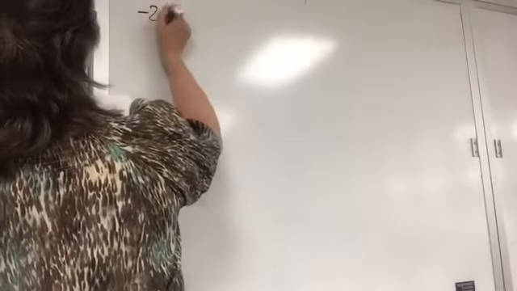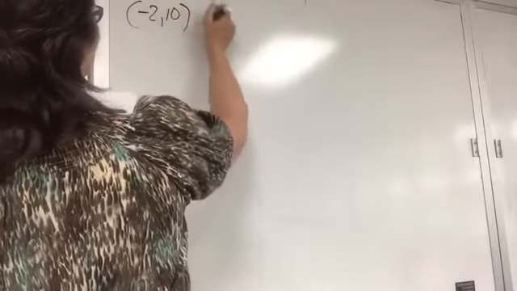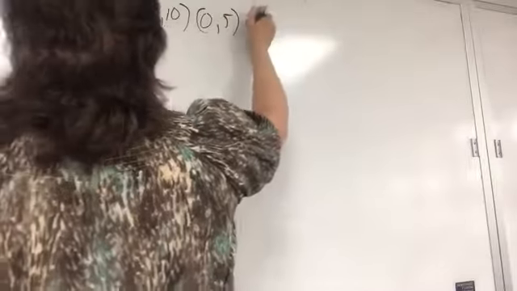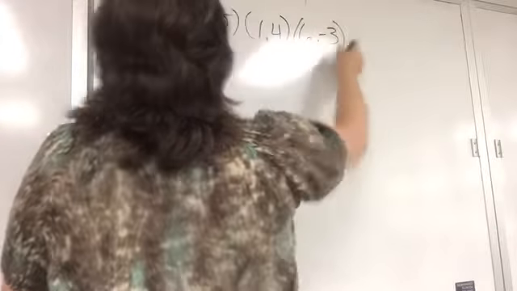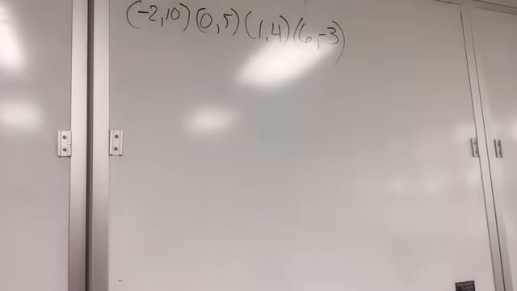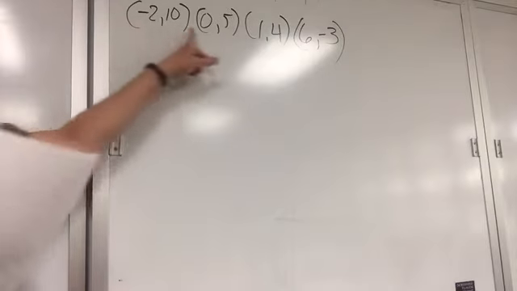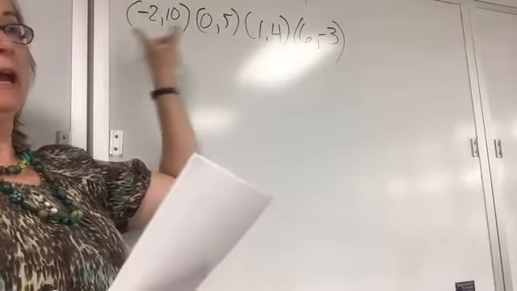Okay, so let's look at another one. We've got (-2, 10), (0, 5), (1, 4), (6, -3). It is a relation because it is a set of ordered pairs. Is it a function? Yes, because I have no repeated X's.